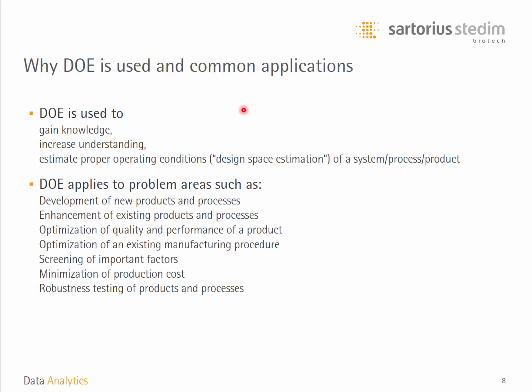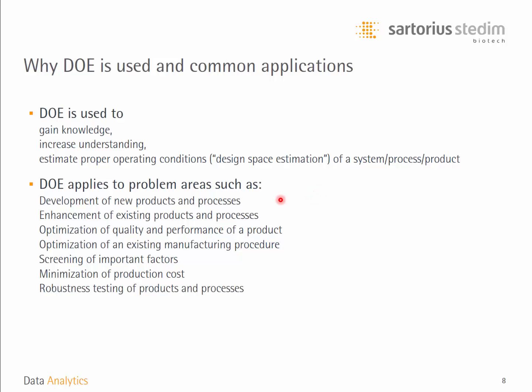So regardless of where you're working and why you have an interest in DOE, you can say that design of experiments is used to gain knowledge, to increase understanding, and more recently also to estimate proper operating conditions using Monte Carlo simulations. This is also known as the design space estimation approach. You can estimate proper operating conditions of a system, a process, or a product.